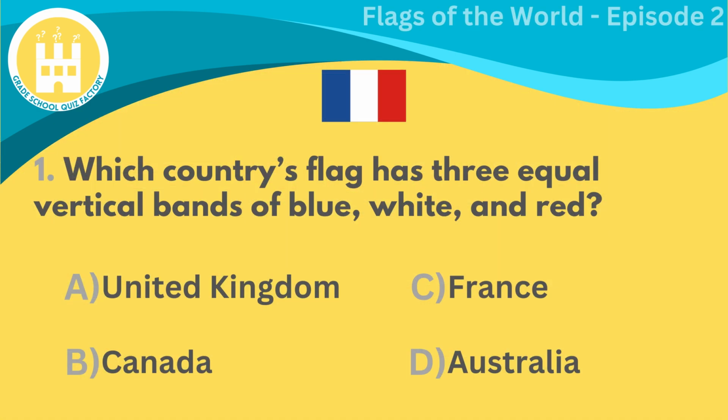Number 1. Which country's flag has 3 equal vertical bands of blue, white, and red? The correct answer is letter C, France.